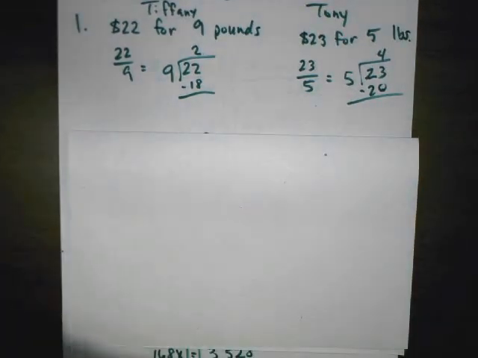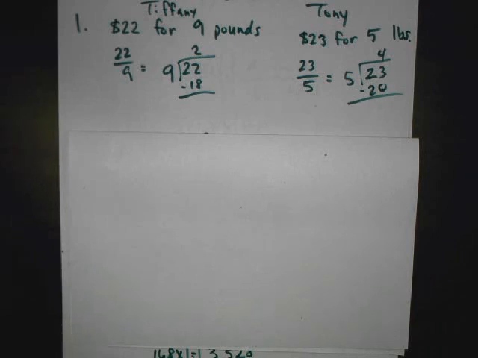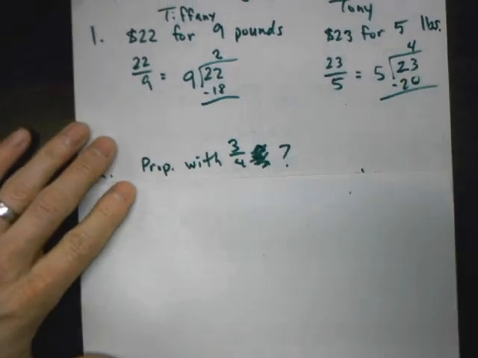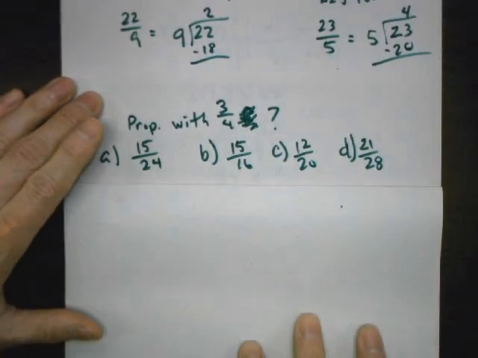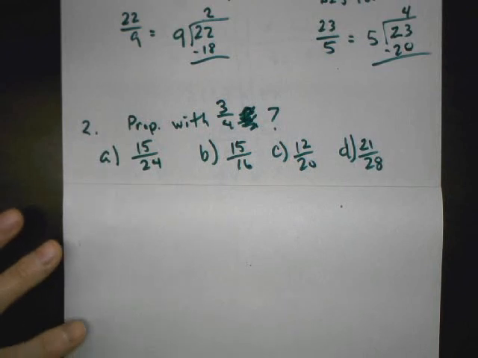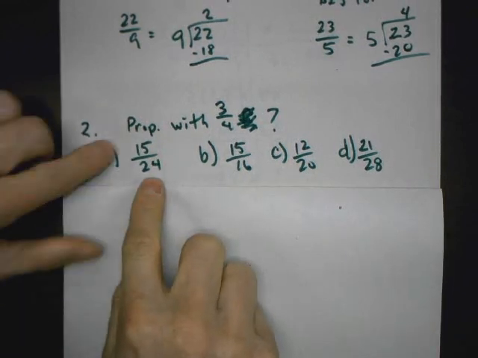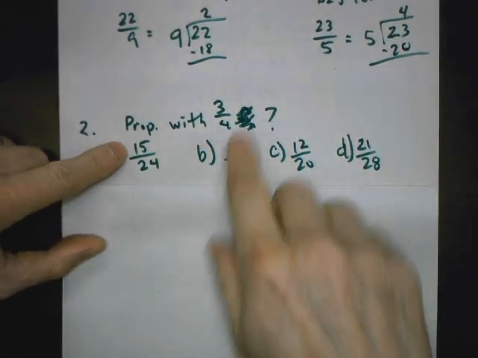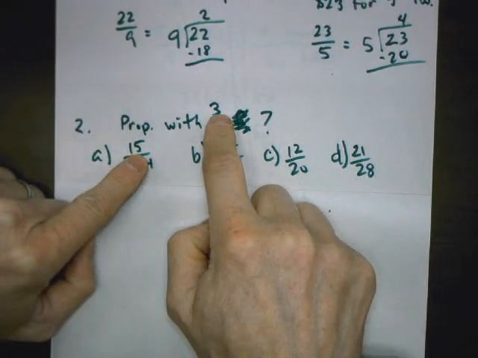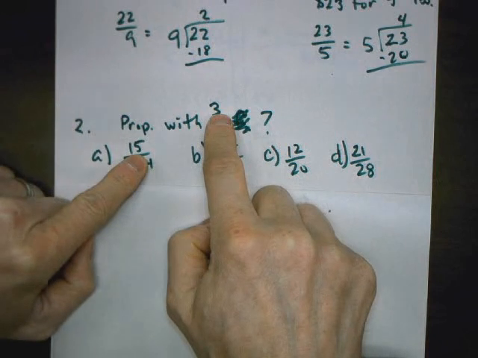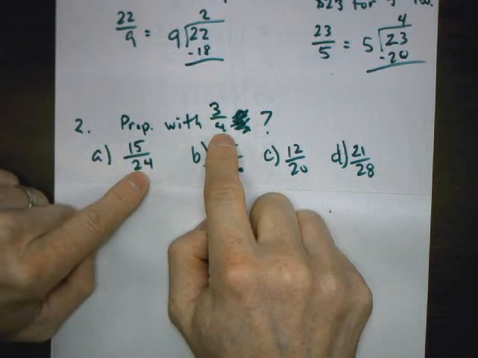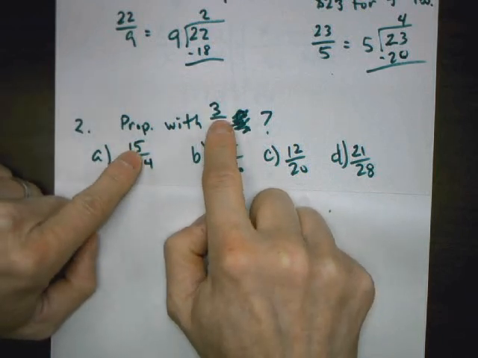Alright, problem number 2. Problem number 2 says, which of the following ratios forms a proportion with 3/4? So we have 3/4 and we want to know which of these given ratios are proportional with 3/4. So I look at the first one, 15 over 24. Well, in the numerator, in order to get from 3 to 15, I multiply by 5. If it's proportional, it has to be the same factor for the bottom. So 4 times 5 is not 24, so that's why this is not proportional.